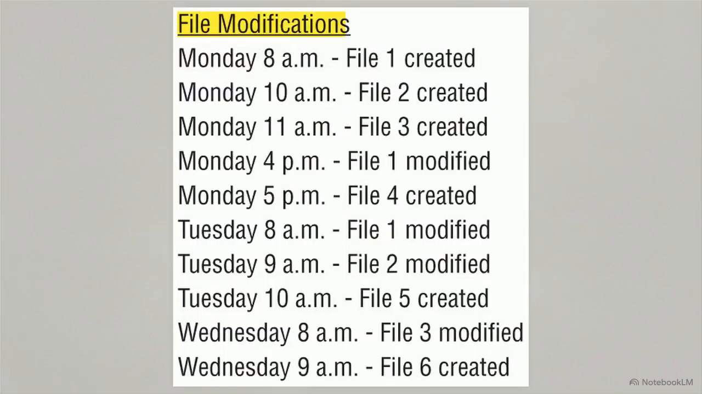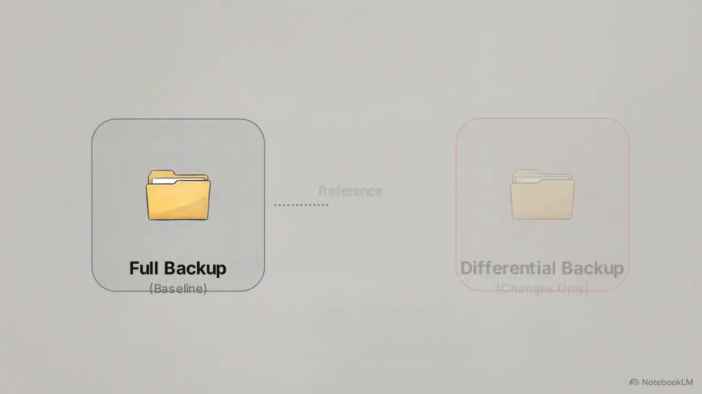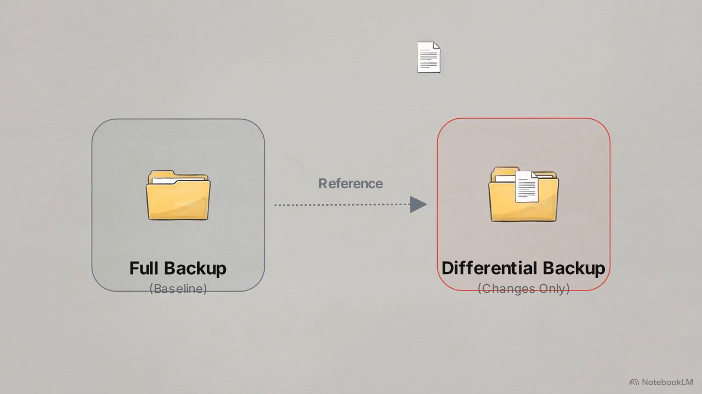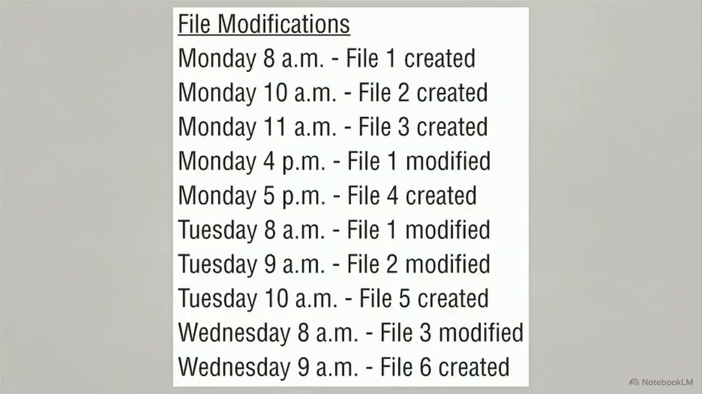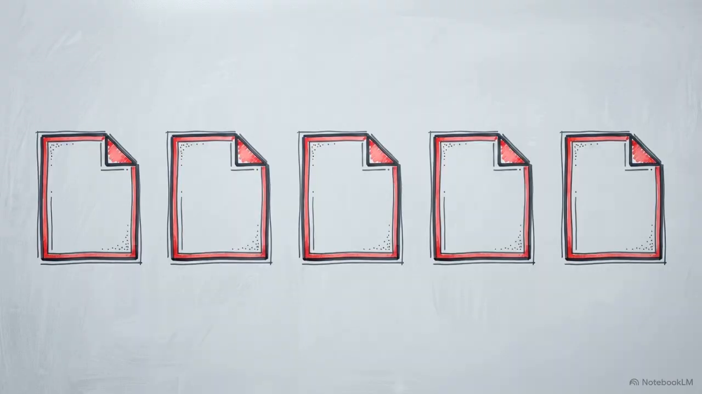This log shows file modifications, detailing timestamps from Monday to Wednesday morning. We use this to calculate the exact payload needed for restoration. Our schedule dictates a full backup on Monday at 9 p.m., followed by differential backups on subsequent days at 9 p.m. A differential backup captures all changes made to the system since the last full backup. Any file created or modified after Monday at 9 p.m. qualifies. Looking at the chronological data, we isolate the modifications to File 1, File 2, File 5, File 3, and File 6. Exactly 5 files will be copied into Wednesday's differential backup to meet the RPO.